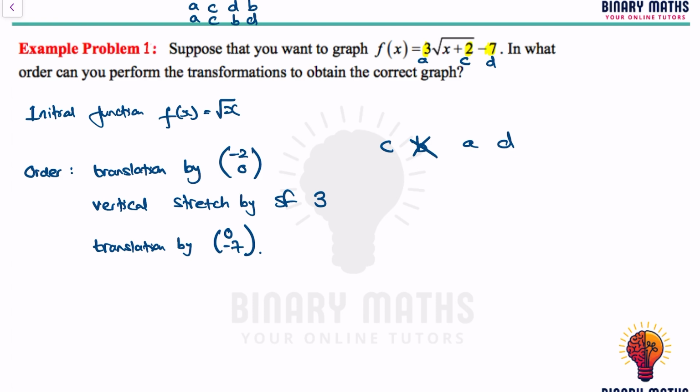Okay, now just to note, you can combine the two translations together because it doesn't matter. So if you wanted to write down an alternative, it's fine as long as you did C before B, and A before D is fine. So what you can do is a vertical stretch, so you have to do the A first.